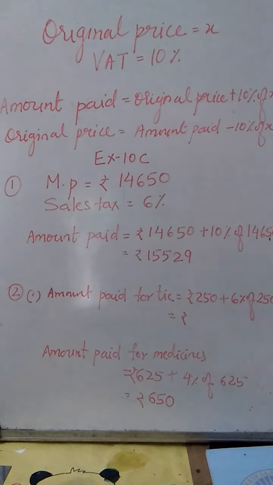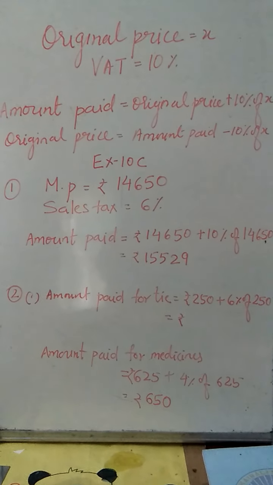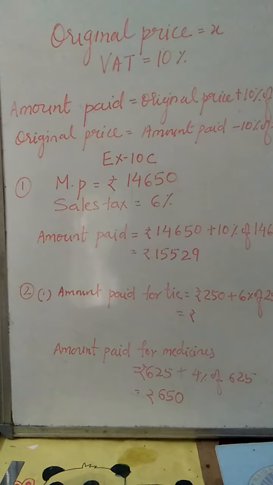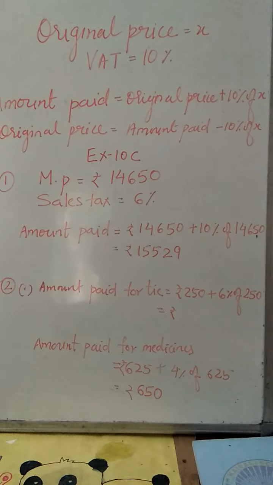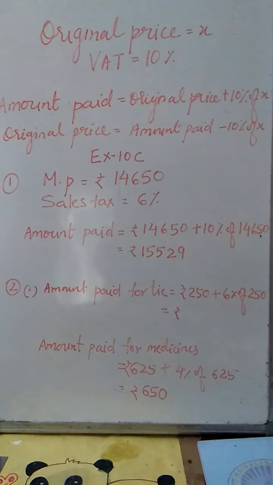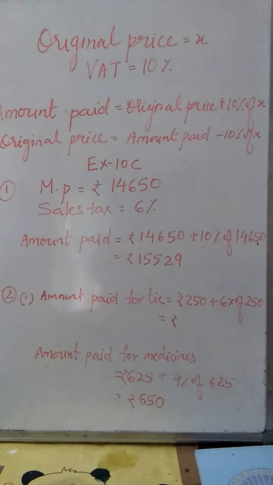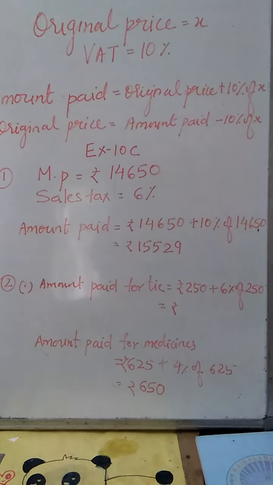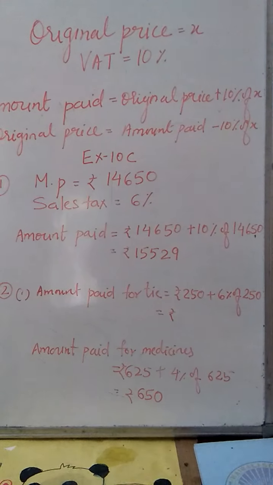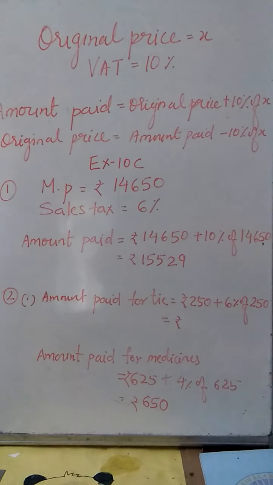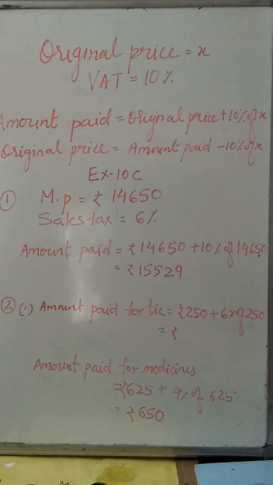Now question number 2. Reena bought the following articles from a general store. One tie costing rupees 250 with sales tax 6%, medicines costing 625 rupees with sales tax 4%, cosmetics costing 430 rupees with sales tax 10%, clothes costing 1175 with sales tax 8%. Calculate the total amount to be paid by Reena. That means you have to calculate the overall amount which is to be paid by Reena after calculating the amount paid in each case.